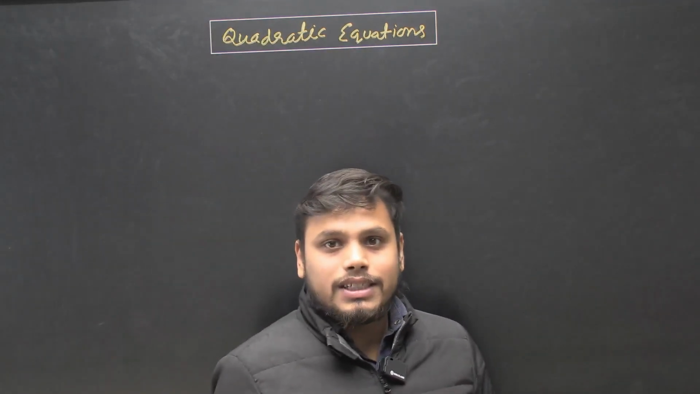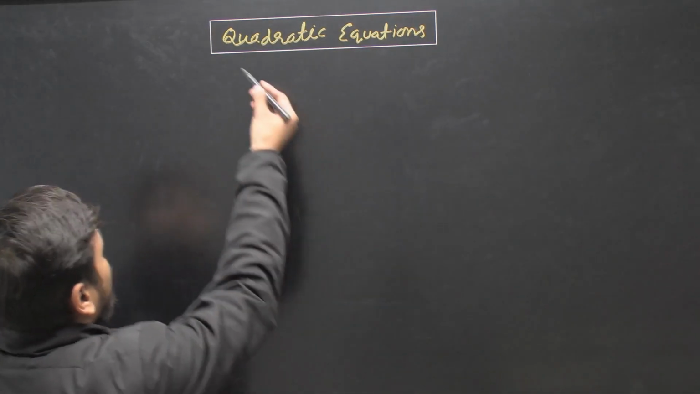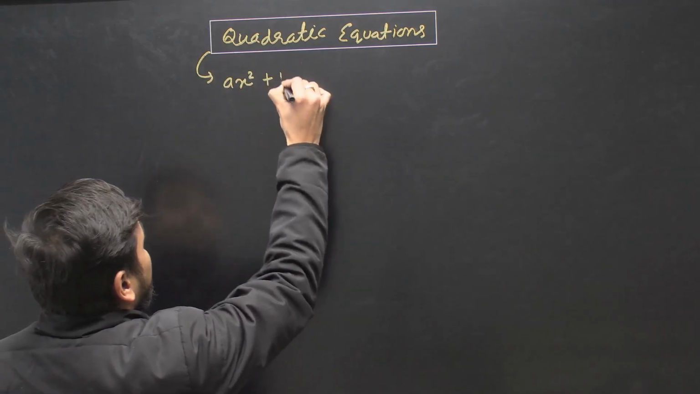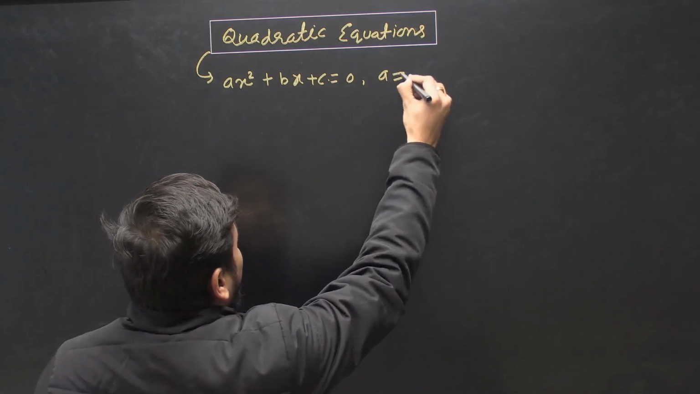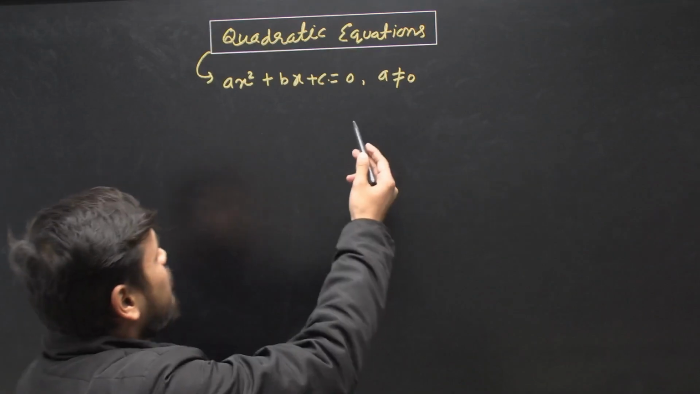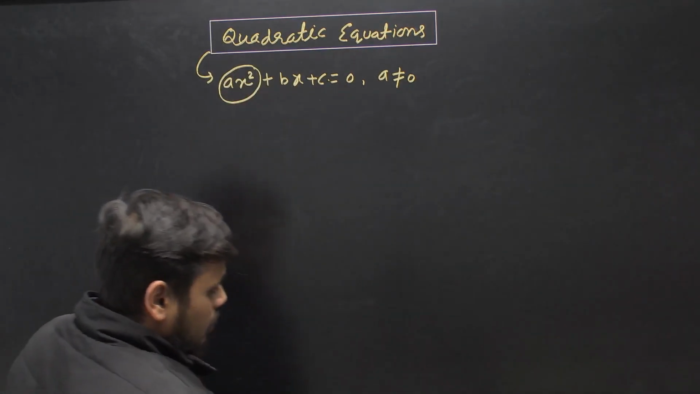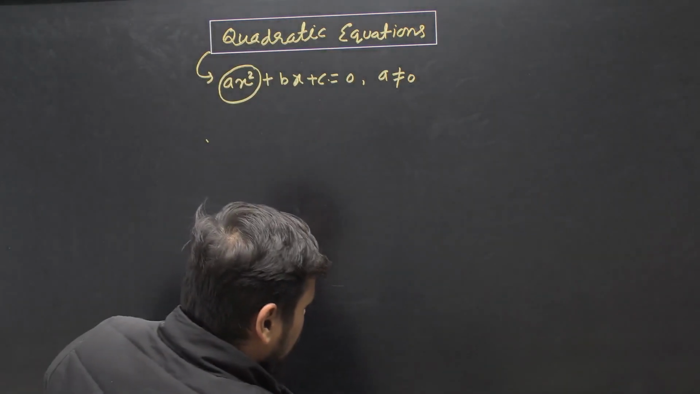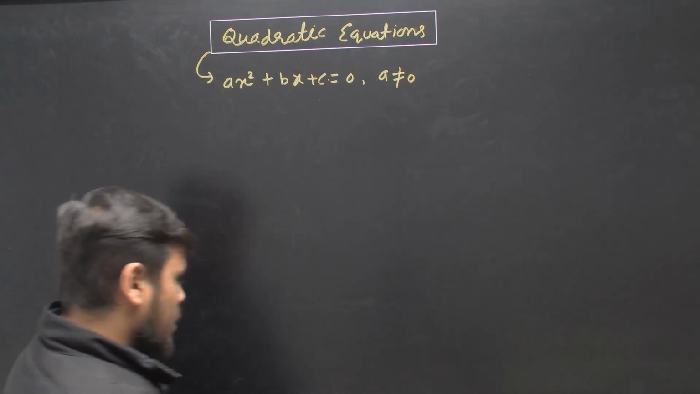The equation which has degree 2, and degree means the highest power of the variable should be 2. So the standard form of a quadratic is ax square plus bx plus c equal to 0, where a is not 0, right? A is not 0 because if a is 0 then the ax square term will be 0. So now it has become linear, not quadratic, right? So the condition is a should not be 0. So this is the standard form of quadratic.